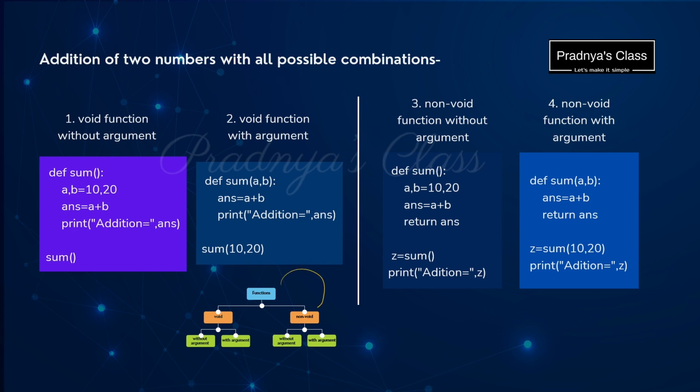Now we are in the non-void function. Non-void means we will return some value to the main program. But look at the subcategory. Here we are not passing any argument to the function. Look at the example. We are not passing any argument. It means the function will take its own value, perform some calculation, and it is a non-void function, means we need to return a value. That we are accepting in one variable and printing it.